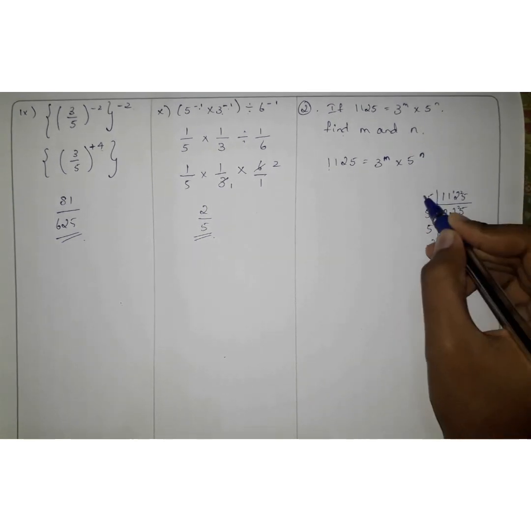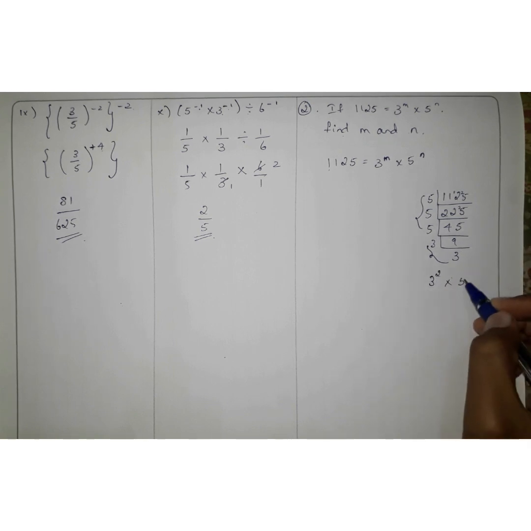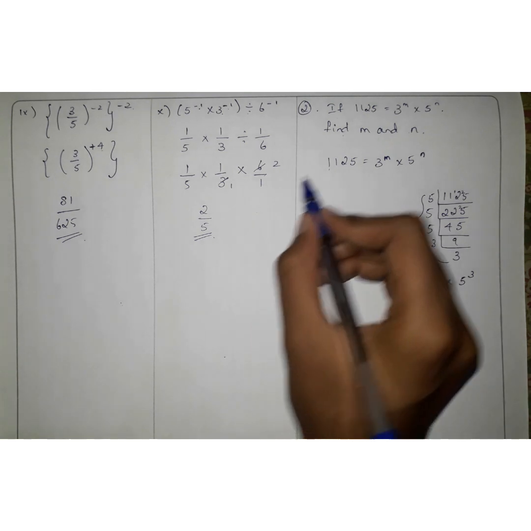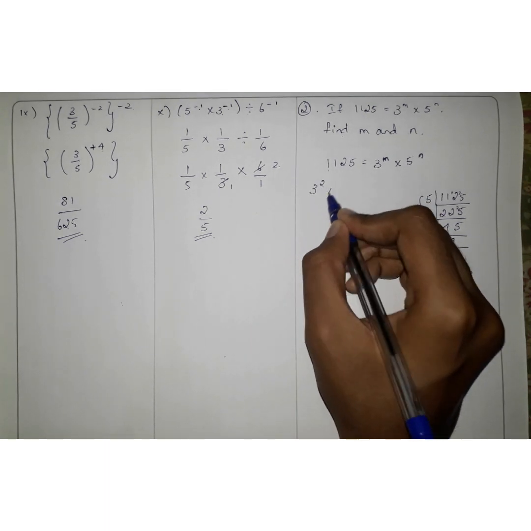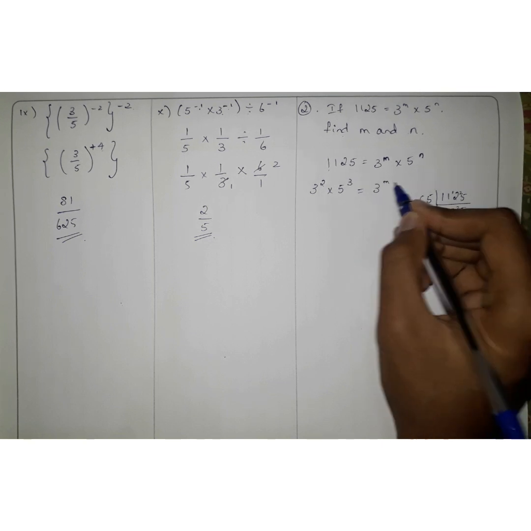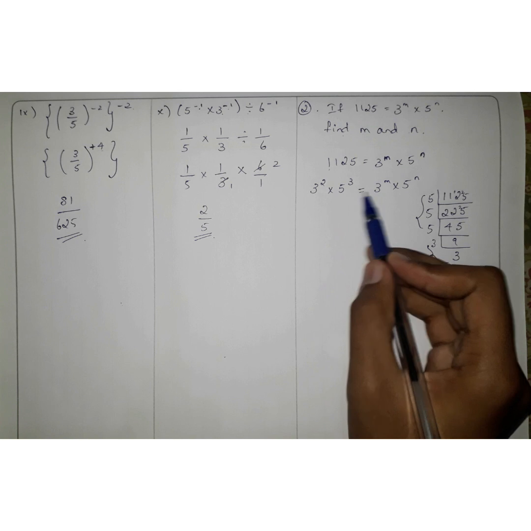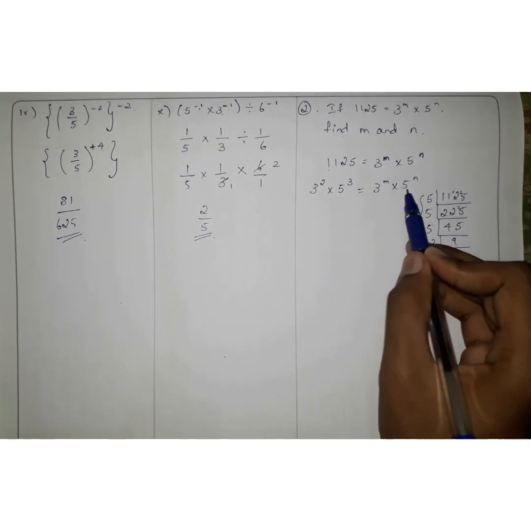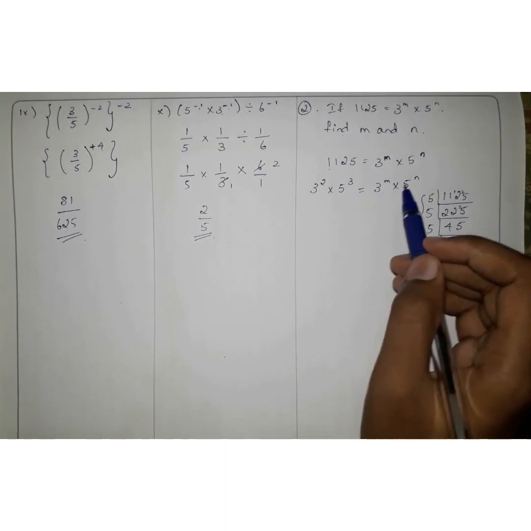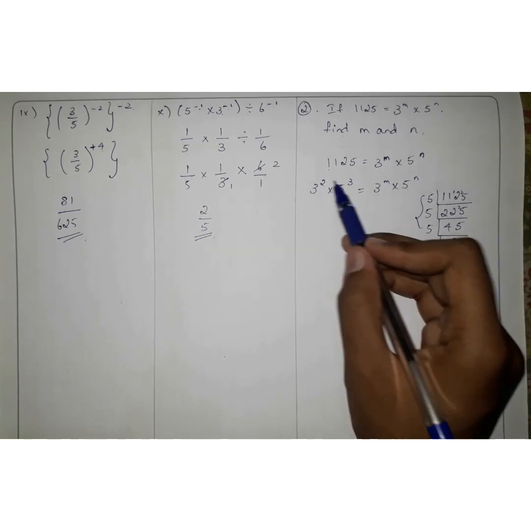See, I have 3 2 times and 5 3 times. I am going to substitute over here. I got 3 2 times and 5 3 times is equal to 3 to the power m into 5 to the power n. Now you can observe there is the same base. See, 3 and 3, 5 and 5. So we are just going to equate the powers. As the bases are the same, we are going to equate the powers.